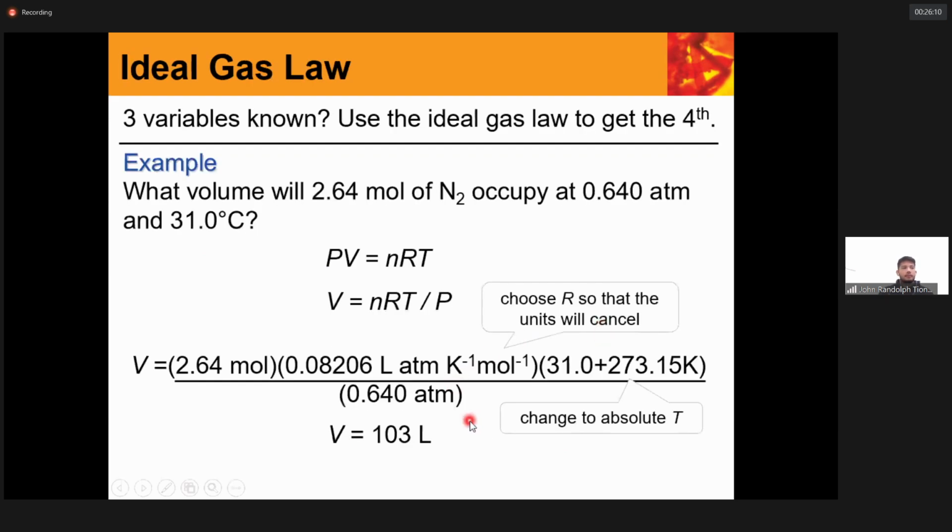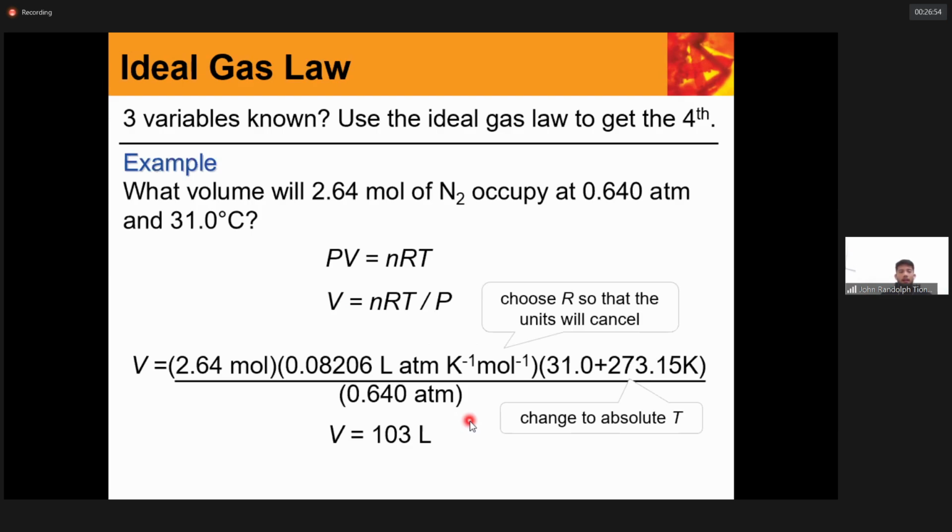Okay. Say for example here, we have three knowns and one unknown variable. Then we can use the ideal gas law to get the fourth one. So say for example, what volume will 2.64 mol of nitrogen gas occupy at 0.640 atmosphere and 31 degrees Celsius? Unlike kanina, yung N natin hindi pa given. Di ba? Ngayon, given na yung N. Di ba yung sa example ko kanina, mass yung given for a certain compound. Now here, it's already in number of moles.